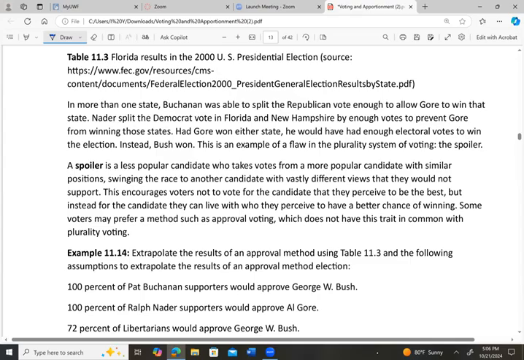A spoiler is a less popular candidate who takes votes from a popular candidate with similar positions, swinging the race to another candidate with vastly different views that they would not support. This encourages voters not to vote for the candidate that they perceive to be the best, but instead for the candidate they can live with, who they perceive to have a better chance of winning. Some voters may prefer a method such as approval voting, which does not have this trait in common with plurality voting.